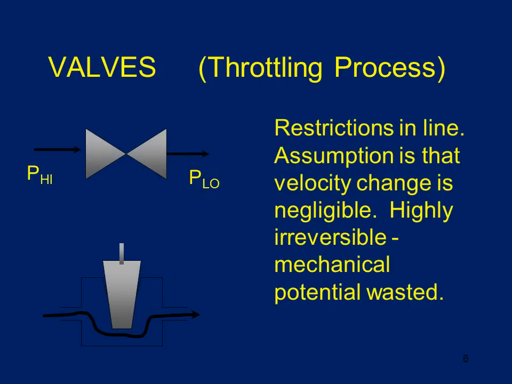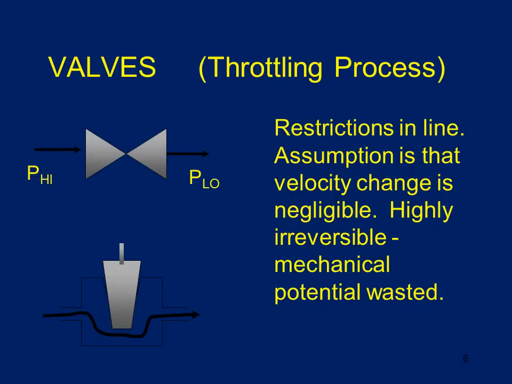Restrictions in the line, and the assumption here with the valve is that the velocity change is negligible. Now here's a word we haven't seen much of: irreversible. They're highly irreversible. You can't make it go backwards. Like for instance, once I pass this fluid from the high pressure to the low pressure, it would be impossible really to turn it around and make it go back up the other way.